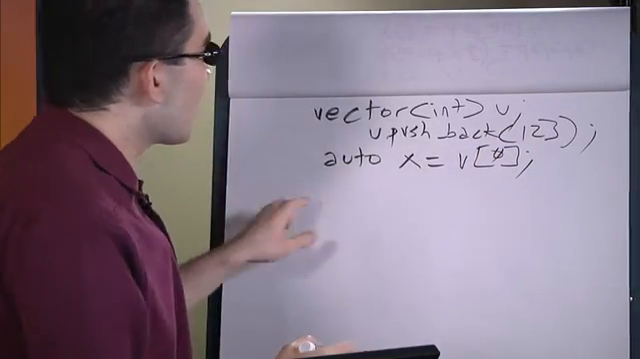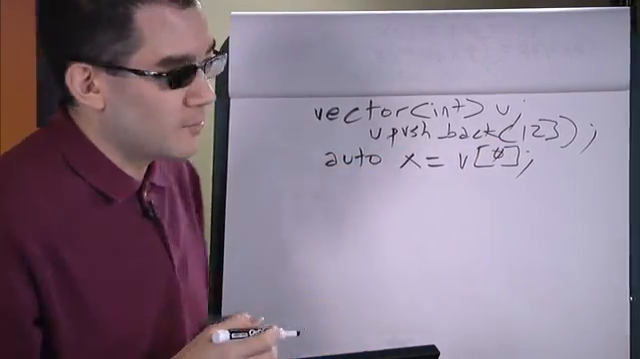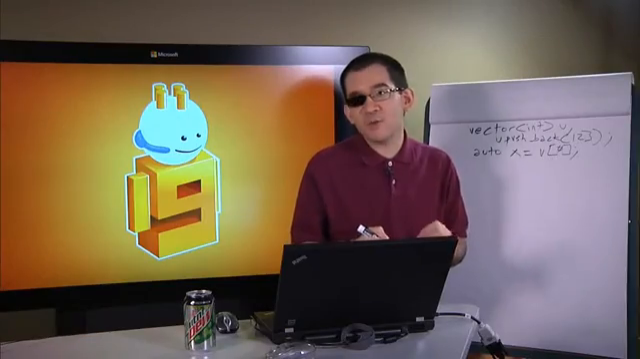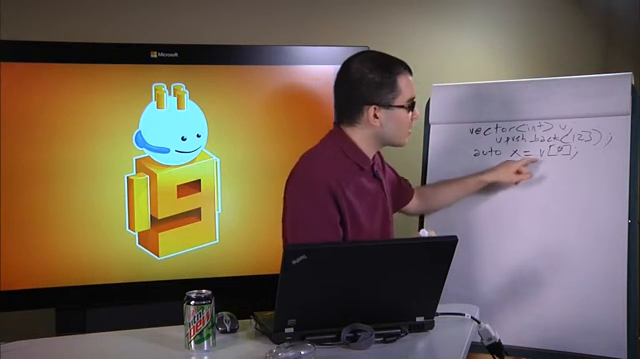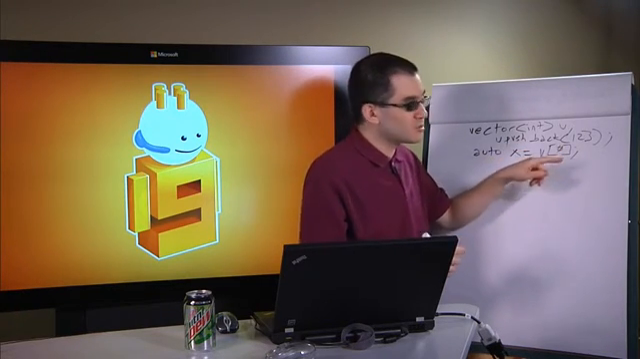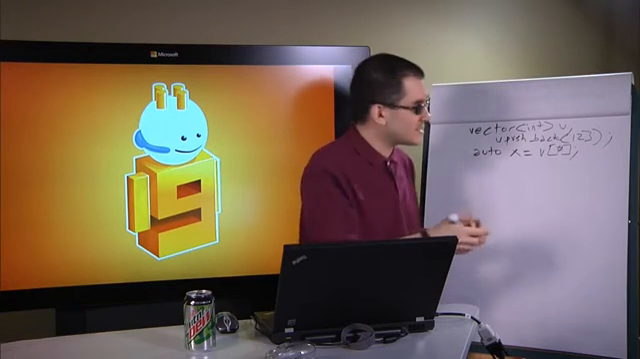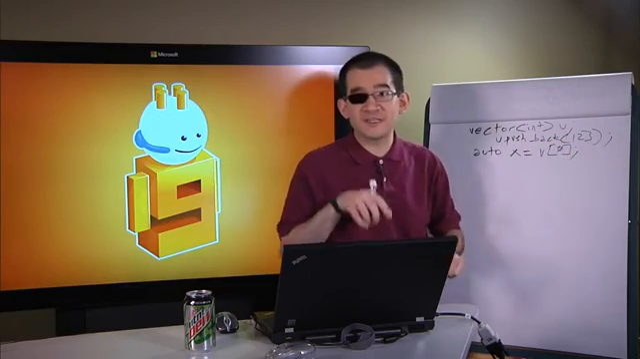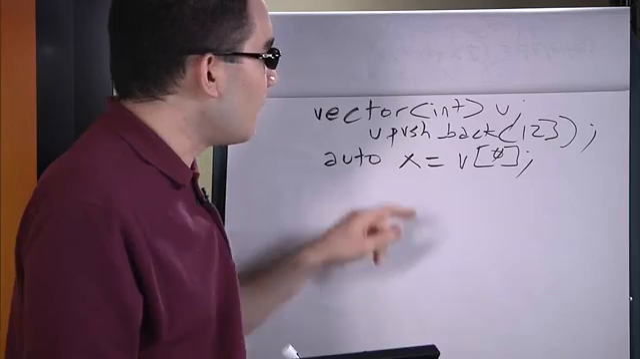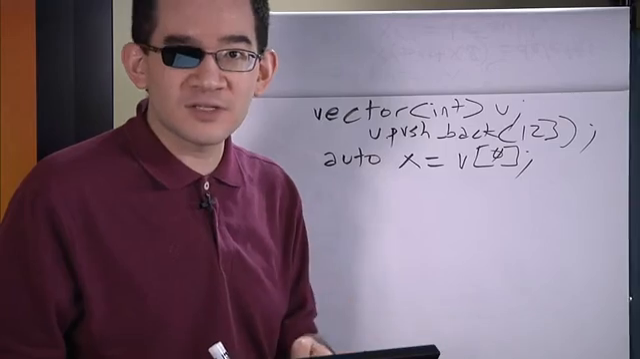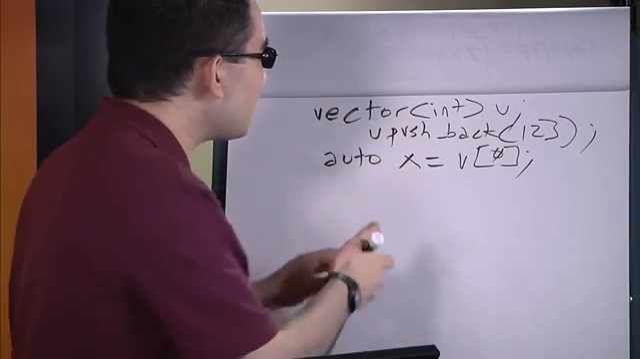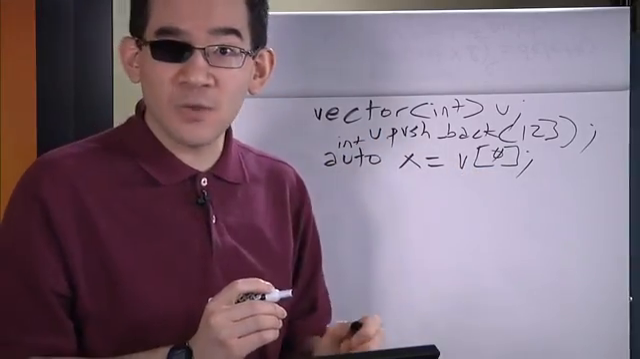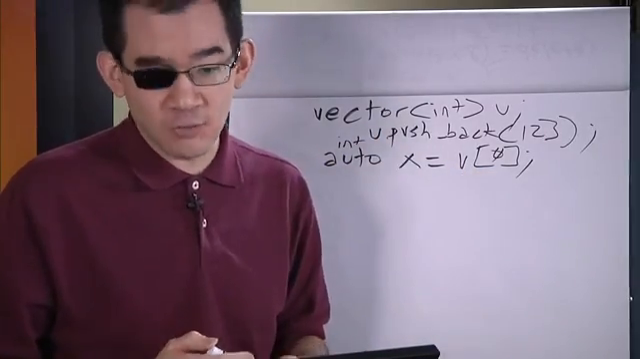or v.front or whatever, the rules for auto, we could go through what it says in the standard, but essentially references and then CV qualifiers are stripped from the return type. So what v[0] returns is an int ref. This makes sense because I want to be able to say things like v[0] = 456 to assign through that reference. What auto does by stripping references and then CV qualifiers is the type of x is a plain old int. I get a copy. Sometimes I want this. Sometimes I don't.